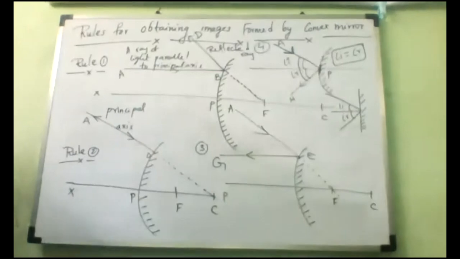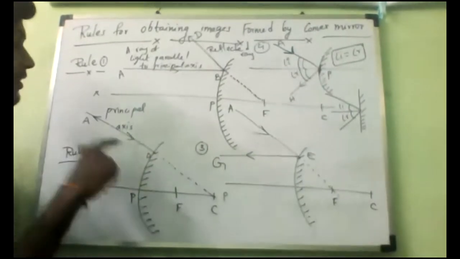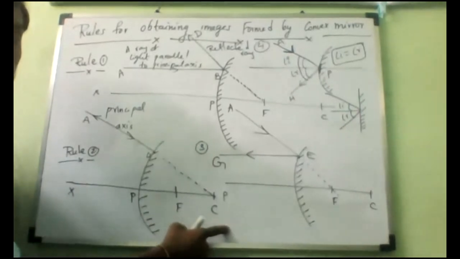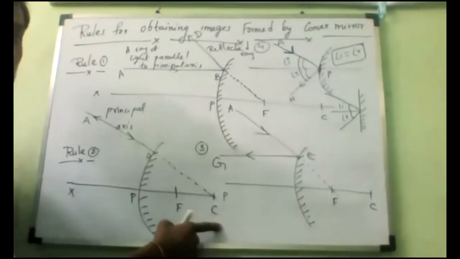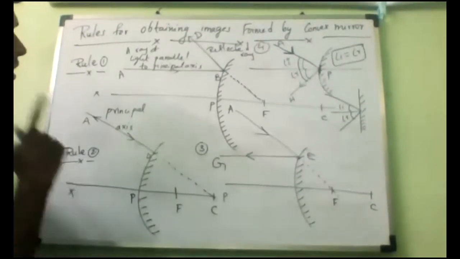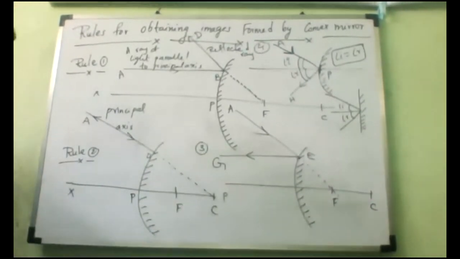First one, rule number one. Next, the second one. This is a known rule to us. The light ray which is going through the center of curvature will appear to go back along the same path without any deviation. That is rule number two.